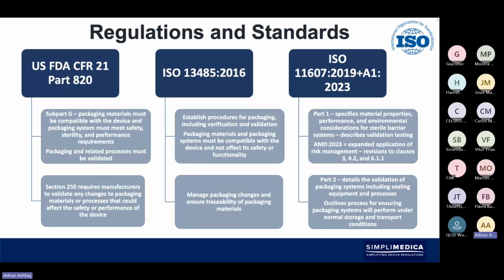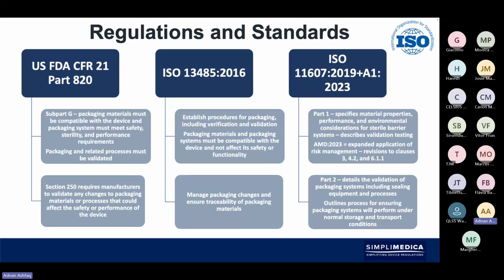Some of the regulations and the standards that we have to look at, so these are regulations. So 21 CFR Part 820, of course, for the US FDA, Subpart G, talks about packaging materials to be compatible with the device to meet safety, sterility, performance requirements, and packaging and related process must be validated. And then section 250 then requires manufacturers to validate any changes to packaging materials or processes that could affect the safety or performance of the device.